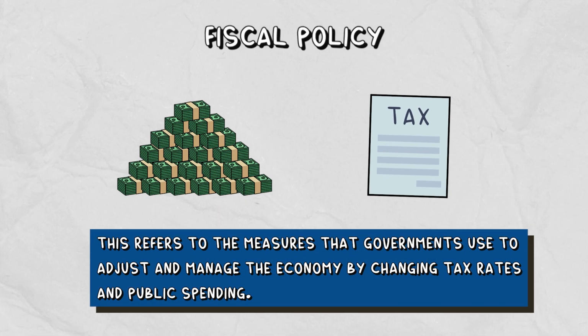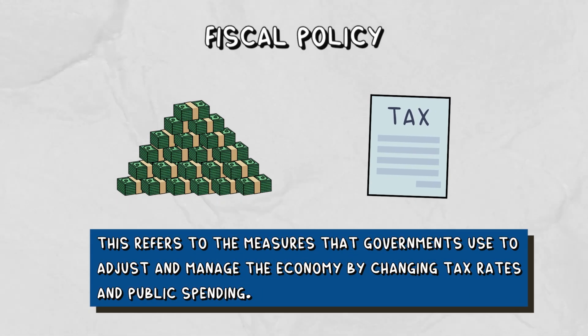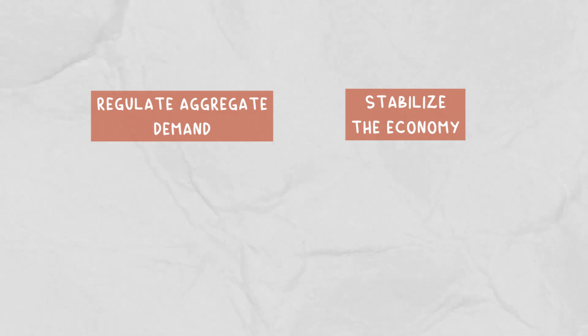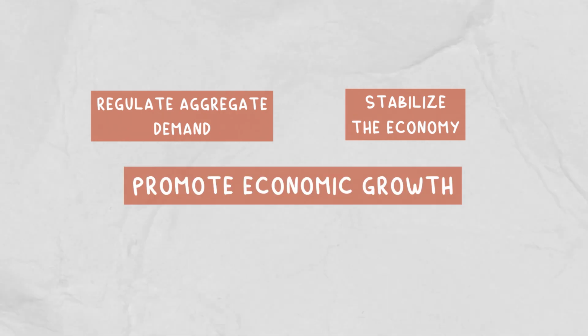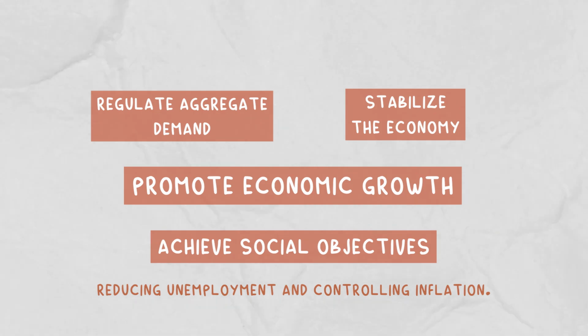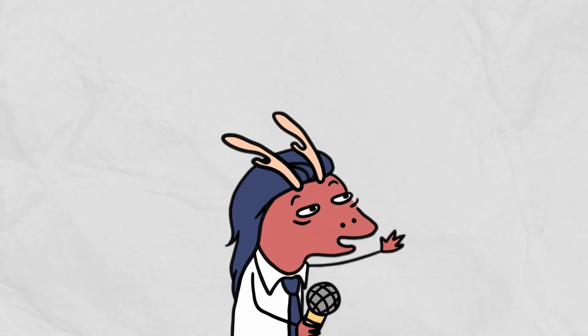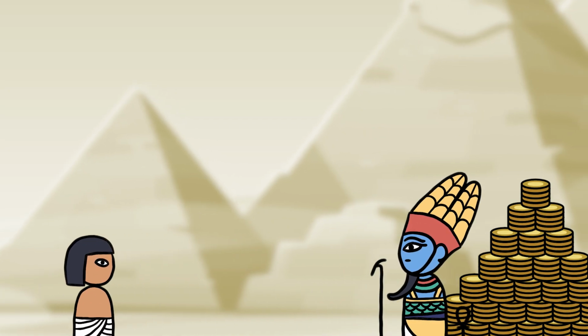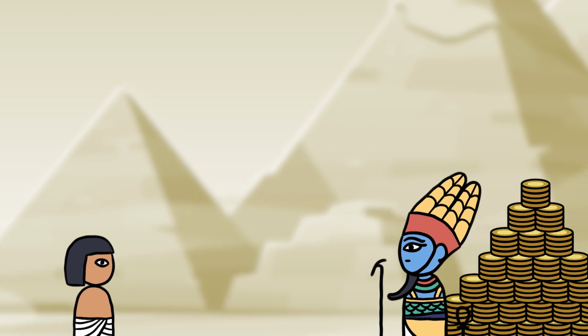This refers to the measures that governments use to adjust and manage the economy by changing tax rates and public spending. The goal is to regulate aggregate demand, stabilize the economy, promote economic growth, and achieve social objectives like reducing unemployment and controlling inflation. To understand its historical origins, fiscal policy has existed since ancient times when governments needed taxes to pay for military expenses, build infrastructure, and maintain public services.